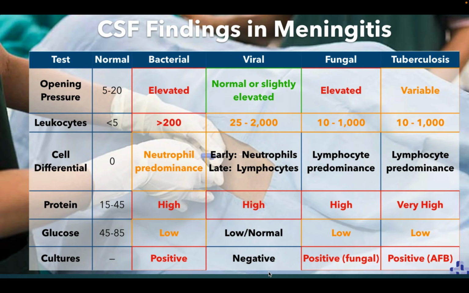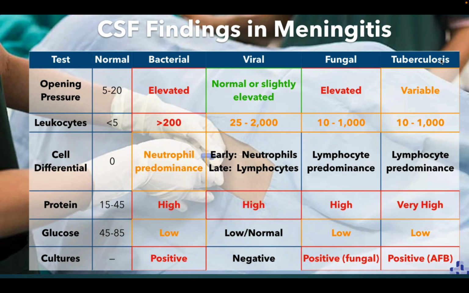As far as fungal meningitis is concerned, the opening pressures are elevated. Cells or leukocytes can be between 10 to even 1000, and of course, with a lymphocyte predominance. Proteins are high, sugars are low, and there can be positive fungal cultures.